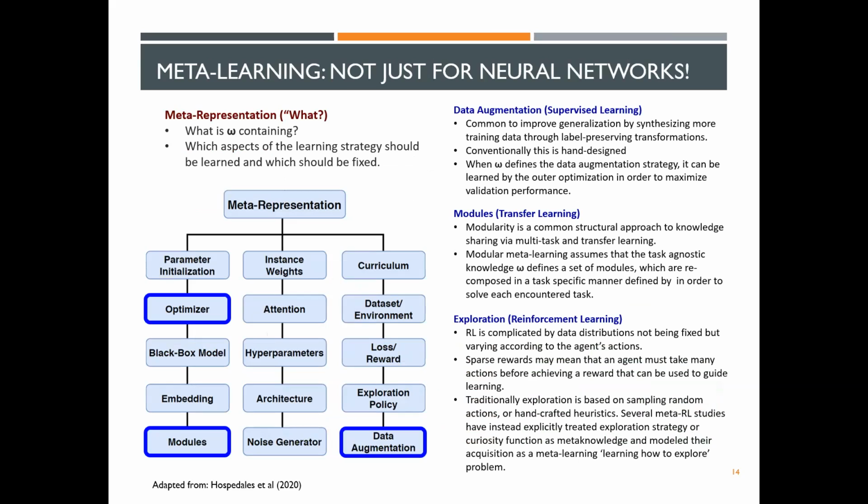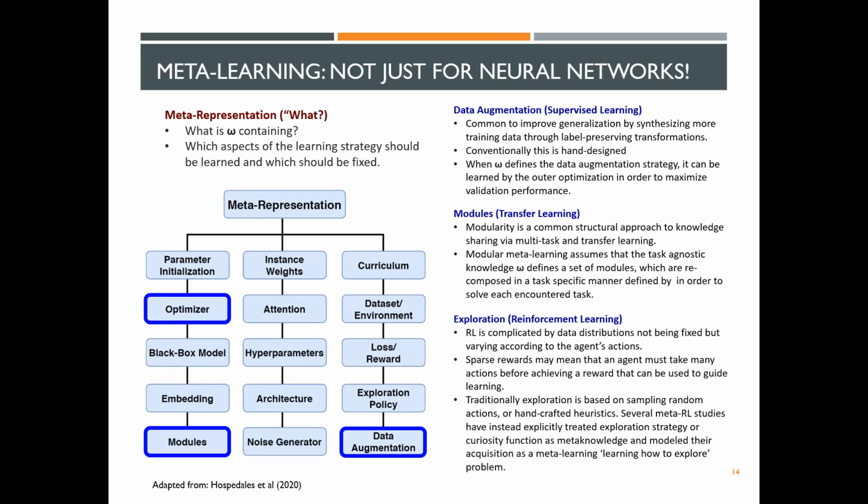So to dive a little more into our meta representation, this is the most important step when we're considering meta learning. We have to decide what exactly we want our meta learner to focus on. And conversely, whatever we decide to learn, we are also making a judgment on what will be fixed.